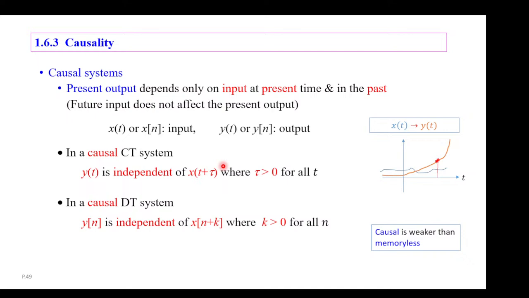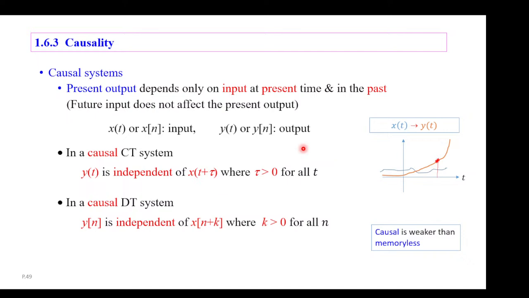So y of t is independent of x of t plus tau for tau greater than zero. And you can also have the discrete-time version: y of n is independent of x of n plus k for k greater than 0. Okay. And you can see that causal is a weaker condition than memoryless, because memoryless says that y of t depends only on x of t at that same time. But now you can depend on a little more, on whatever happened in the past. Okay, so that's causal.